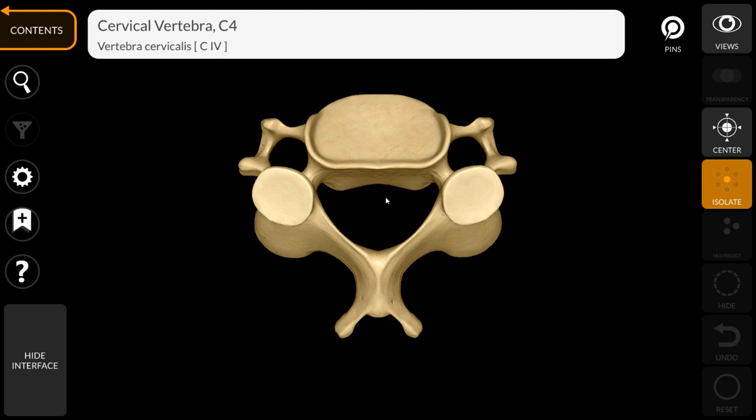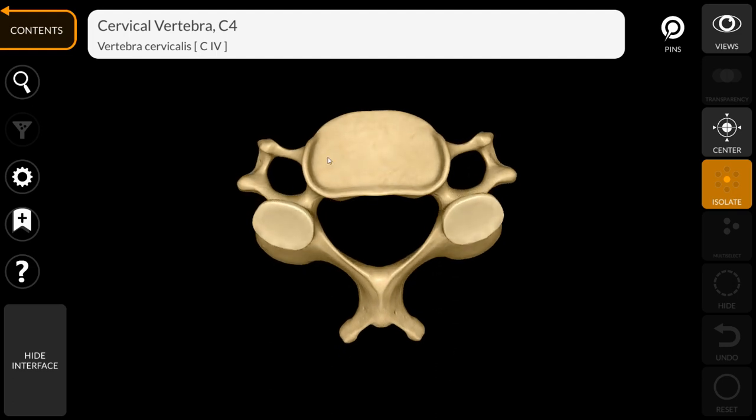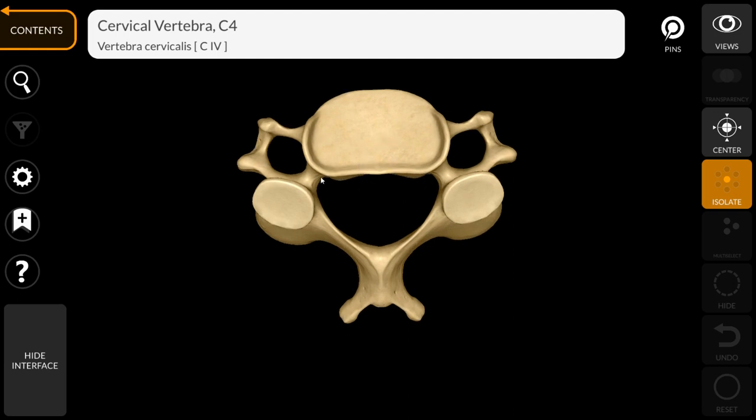So the first thing that you should know is that a typical cervical vertebra, number one, has a very small body. Number one, small body. The shape is semi-spherical, where anteriorly it is convex and posteriorly it is concave. And what you can see here is the vertebral arch of the typical cervical vertebra.